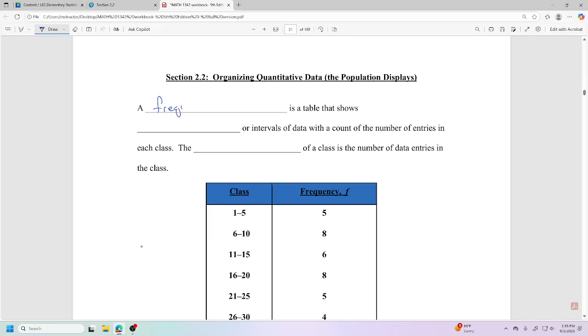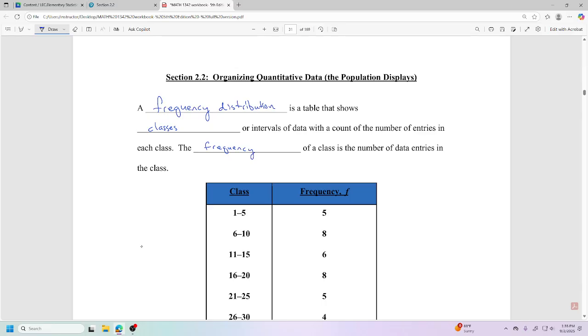We got frequency distribution. We got classes. I'll explain all this here in a second. And we have frequency. Okay, so this is a frequency distribution.